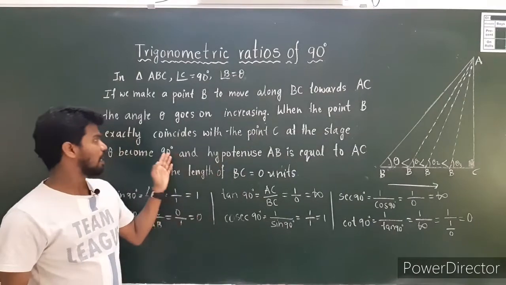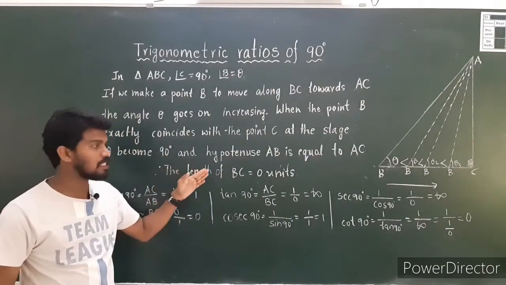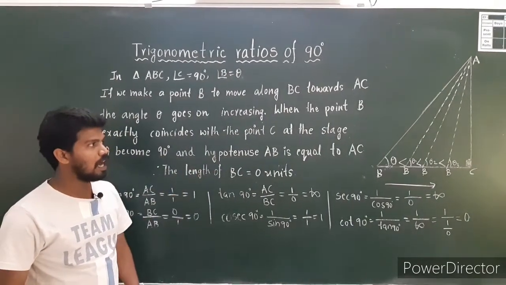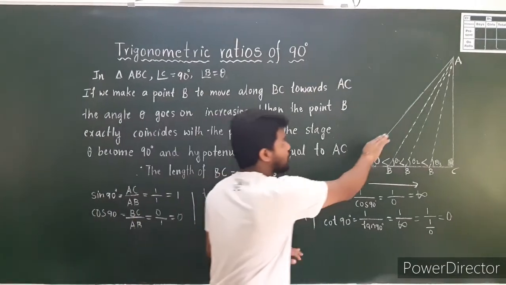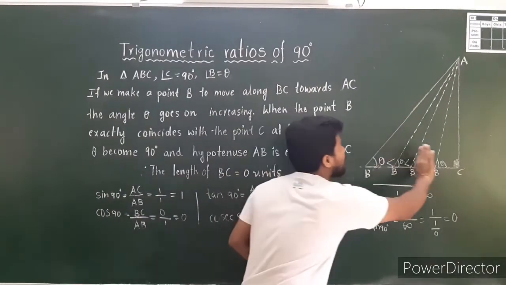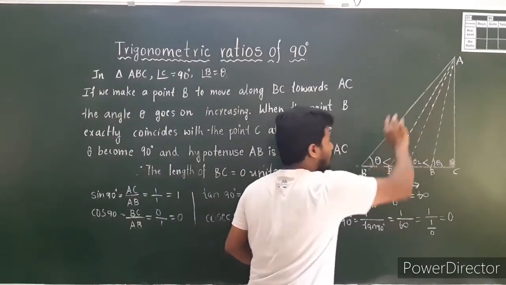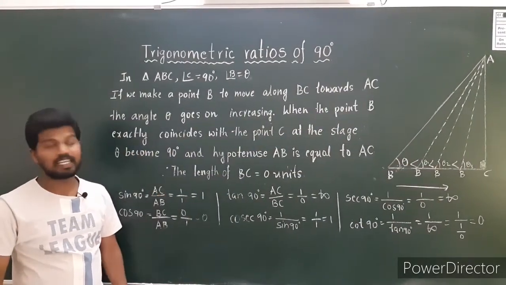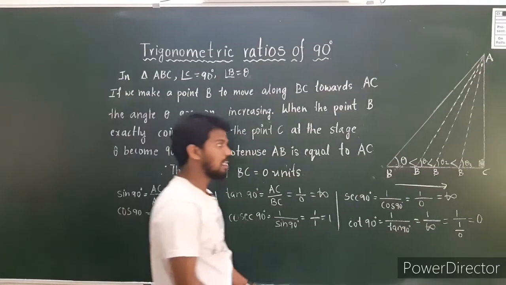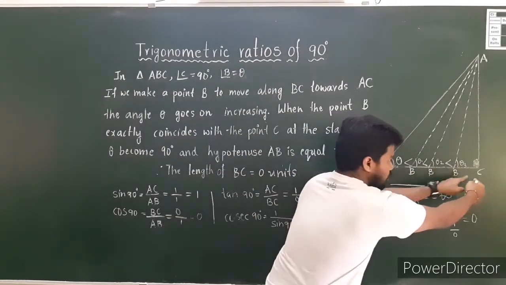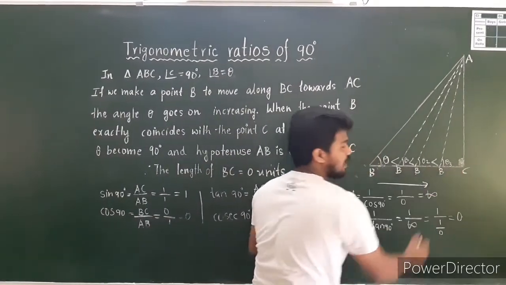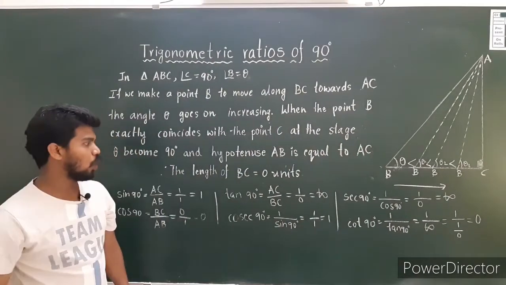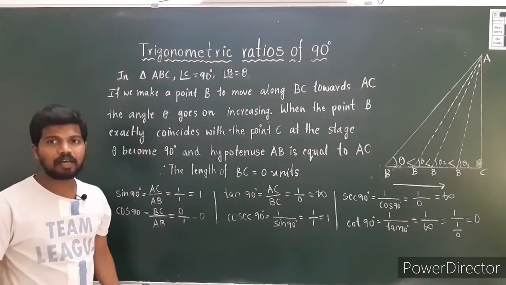At that time theta is equal to 90 degree, and the hypotenuse AB is merged with AC. So the length of BC is equal to 0. So the value of BC is condensed and it is 0 units. Now theta becomes 90 degrees.